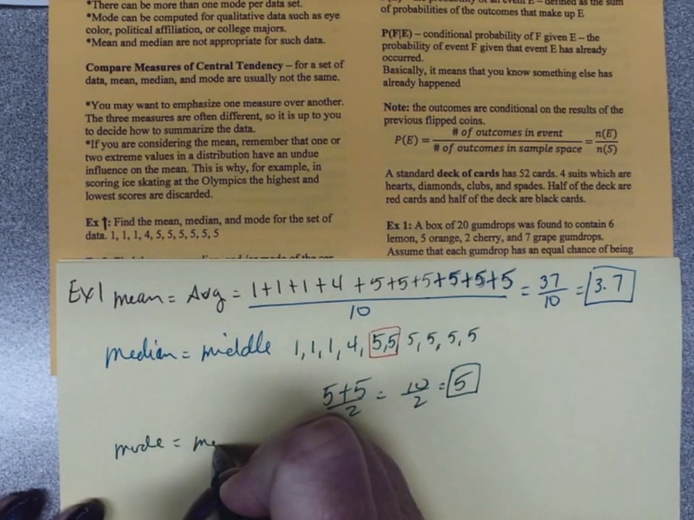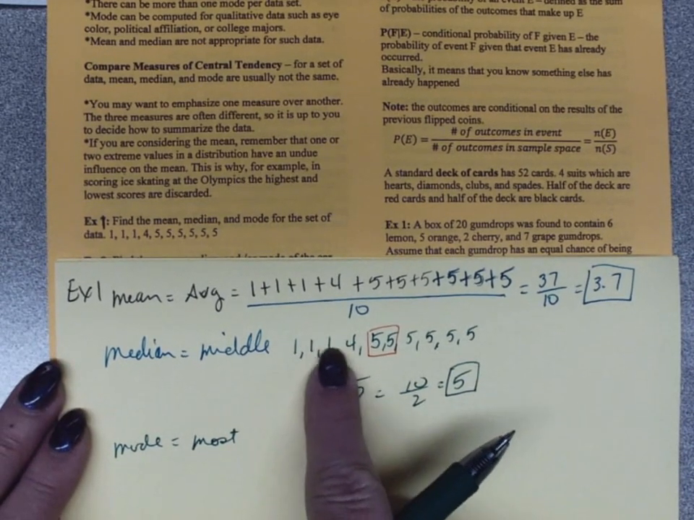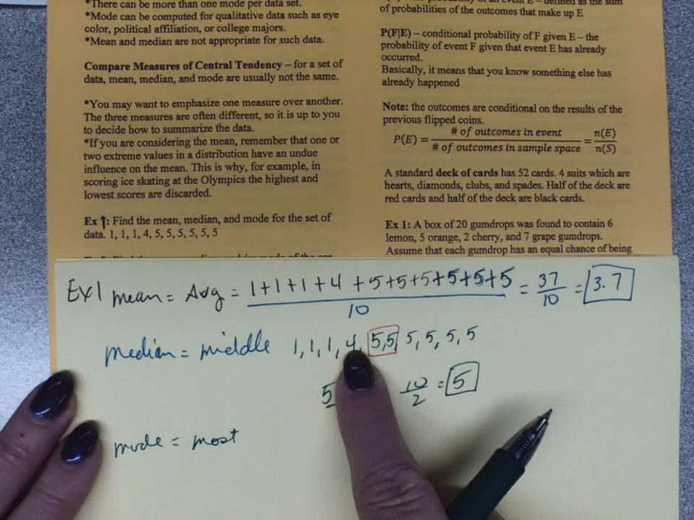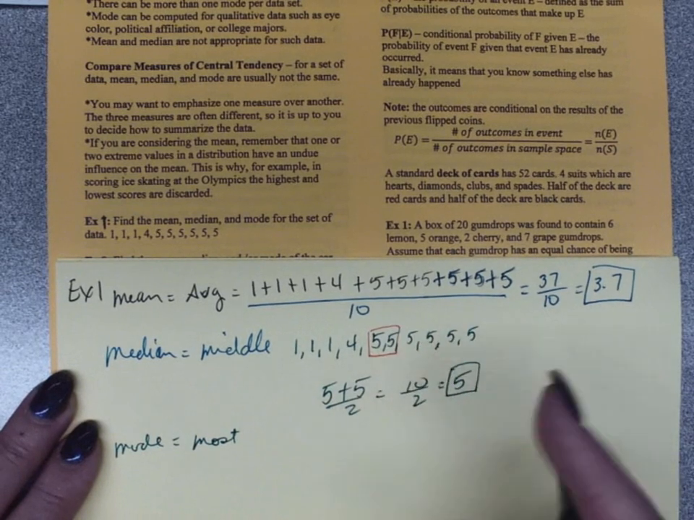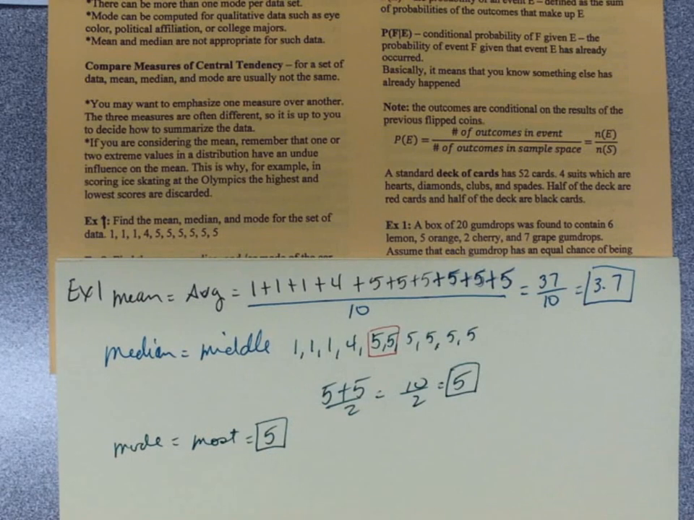The mode is what happens most often. In our list of numbers, we have 3 1s, 1 4, and 6 5s. So our mode is going to also be 5, because that's the one that happens most often.